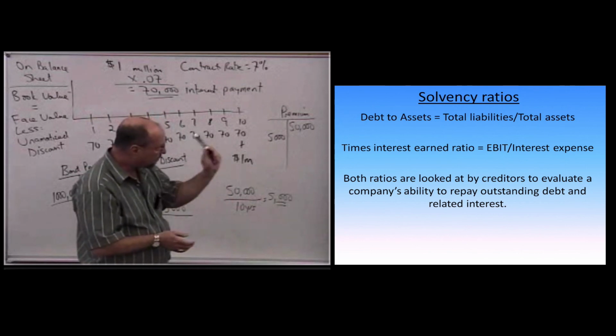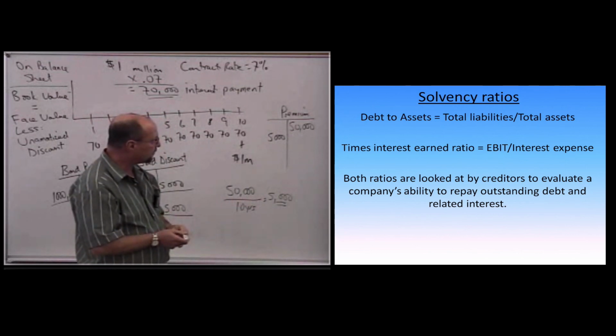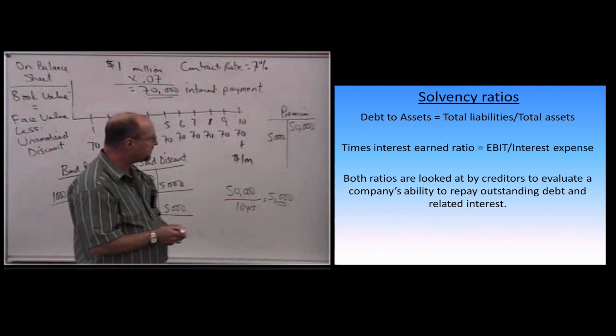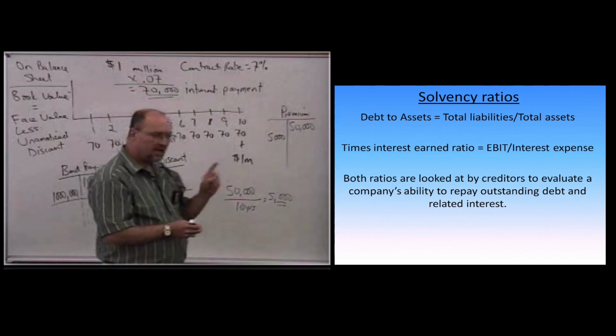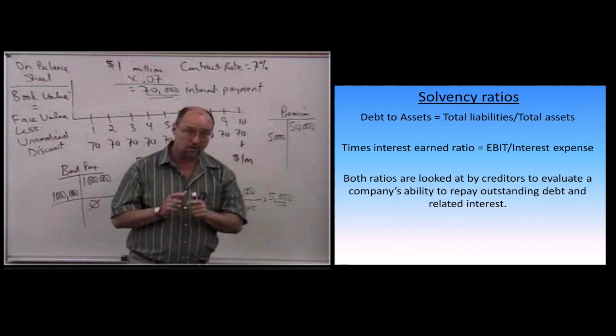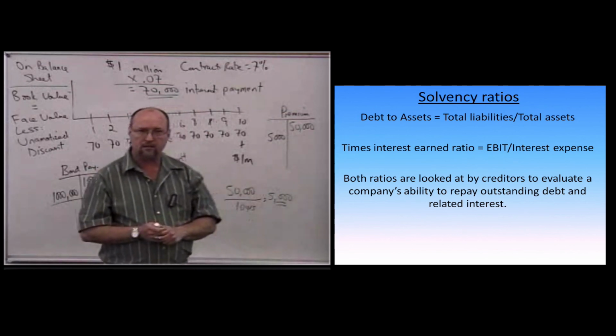Okay, so in closing, both ratios are looked at by creditors to evaluate the company's ability to repay outstanding debt and the related interest, and these are commonly used ratios, so you should know them. Okay, and that concludes our discussion for today.